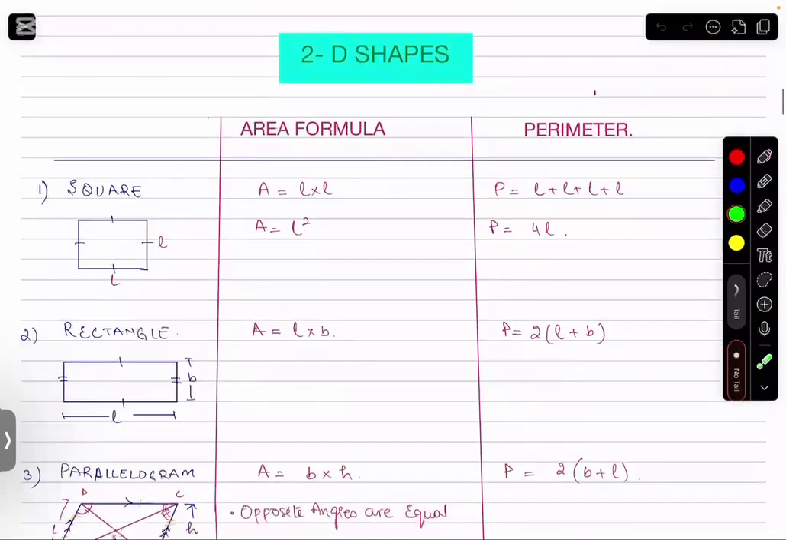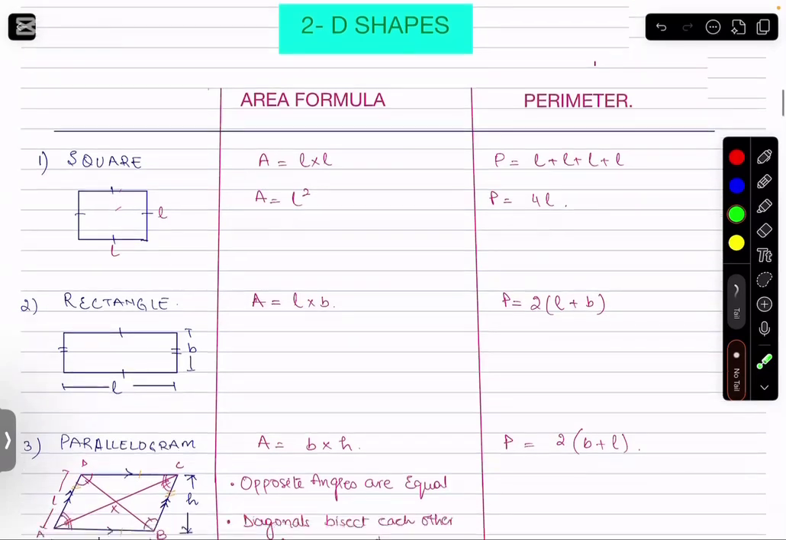So first is the square. A square is a four-sided figure, with all equal sides. The area is L square and the perimeter is 4L. You may be saying that these are very babyish things, but yes, these are the start of geometry, and we are just revising it, right?